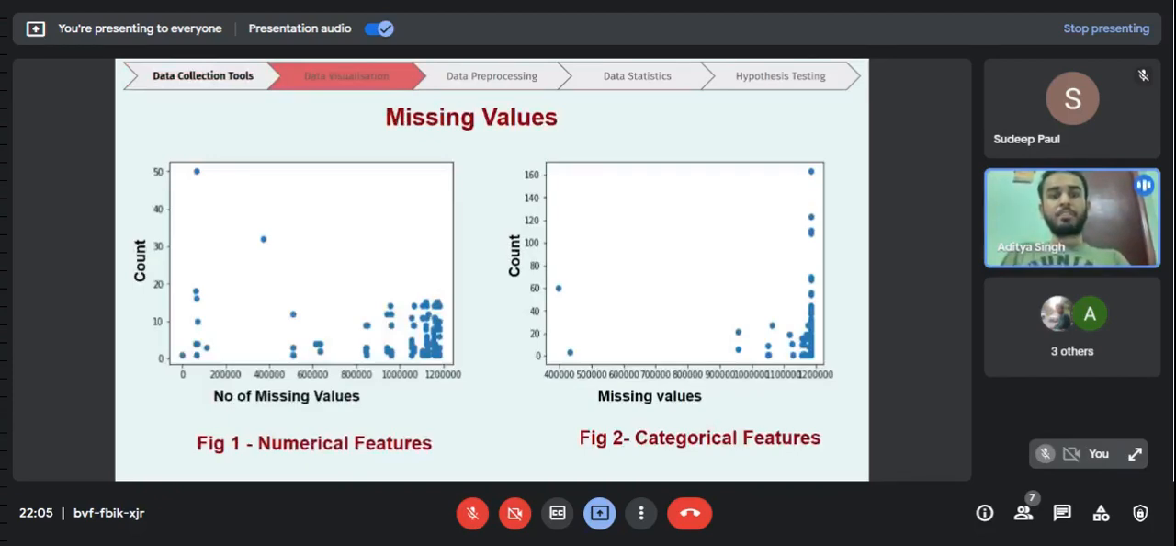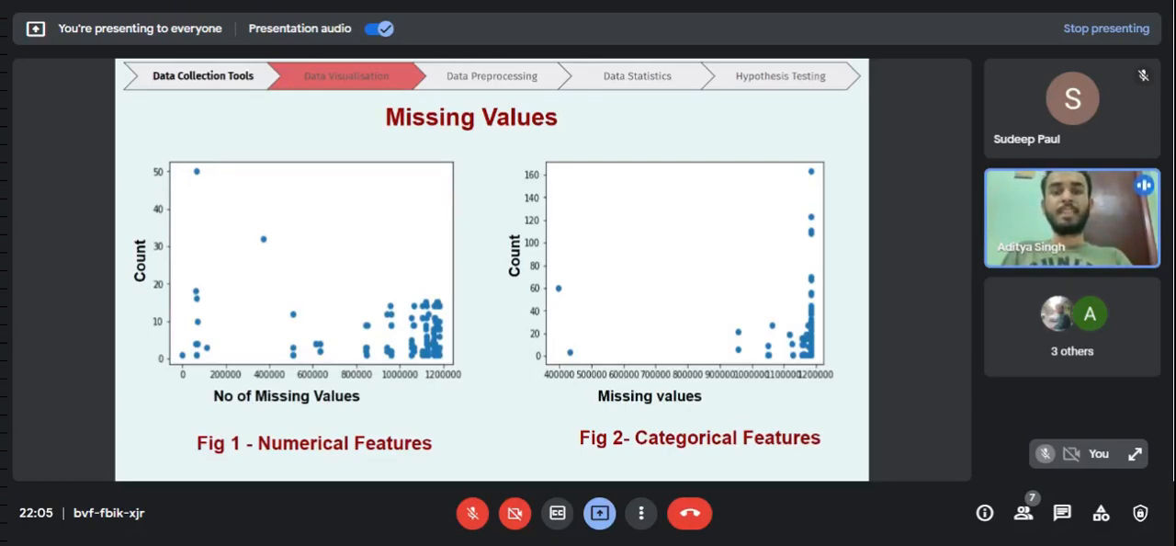Now, coming to the data visualization segment, we have plotted 3 scatter plots where we have mapped the number of missing values in a feature to the number of features having that particular number of missing values. The count of features has been plotted on the y-axis and the number of missing values is plotted on the x-axis. The 3 plots are in the context of numerical features, categorical features, and date features respectively.